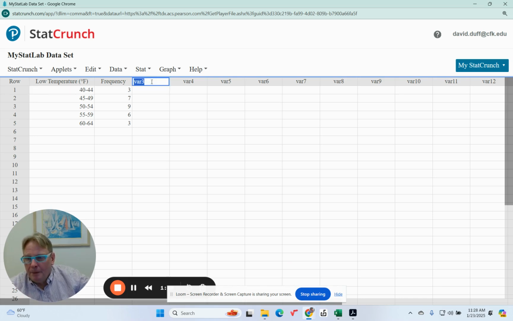I'm going to use a single value to represent the category. And that single value is just going to be the middle, the midpoint of that category. So 40 to 44, the midpoint would be 42, right? So I'm just going to create a new column called midpoint, right? And then I'm going to put the value 42 in here.